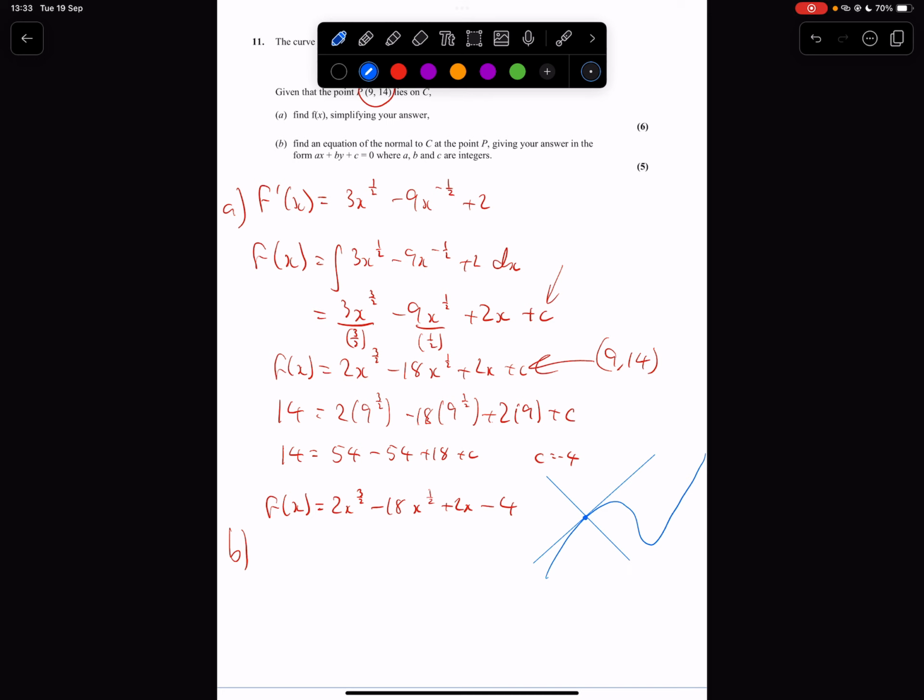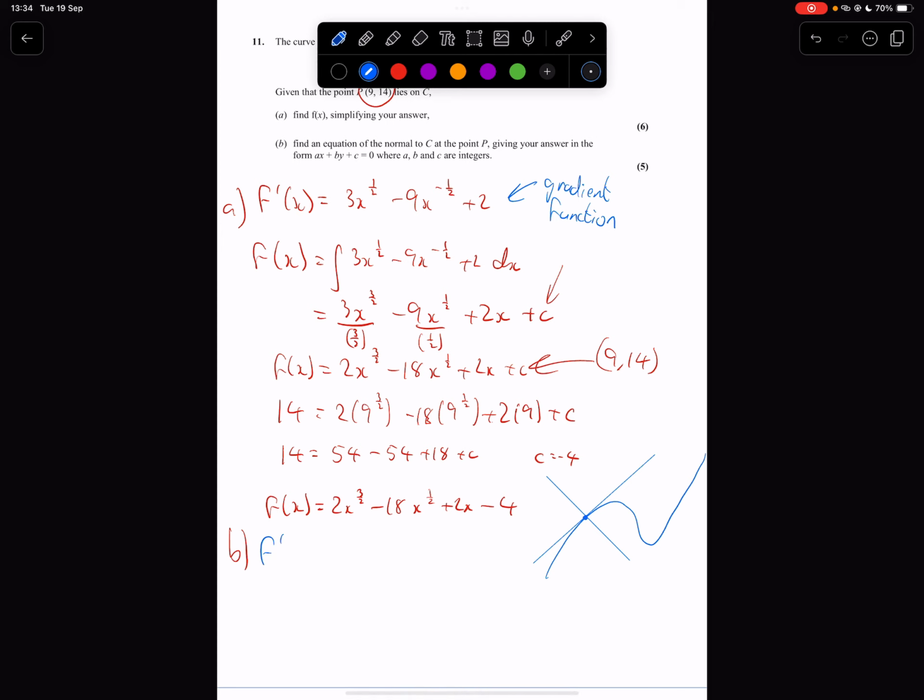So what I need to do is put my coordinate into this, because this is the gradient function, and find out what the gradient at that point is. Once I have, though, I don't want that gradient because that would be the tangent. I want to find out what the negative reciprocal is to be able to find out the normal.